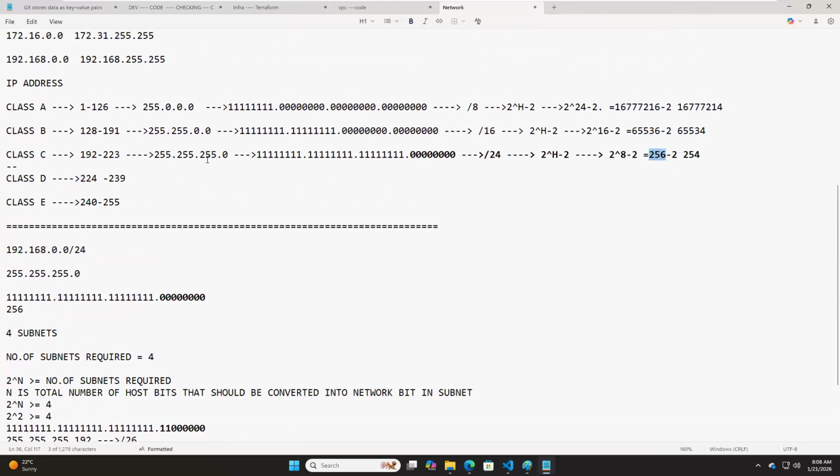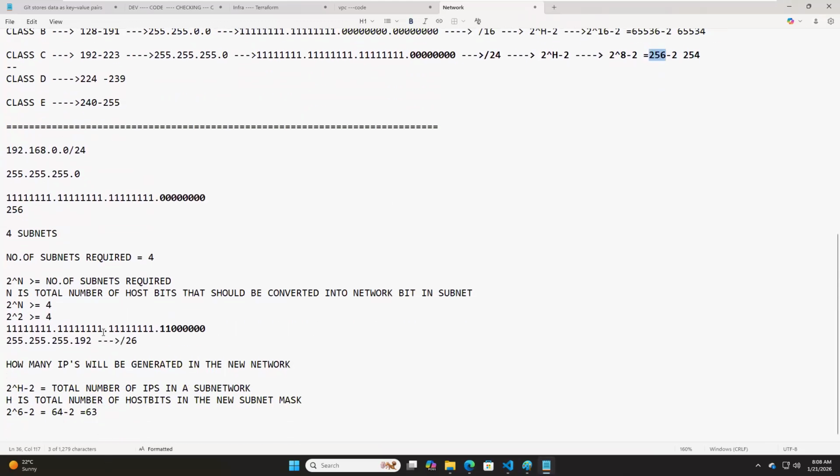There you go. The total number of IPs will be 256; just forget about the usable IPs for now. 64 into 4 means 256. So the condition is satisfied.